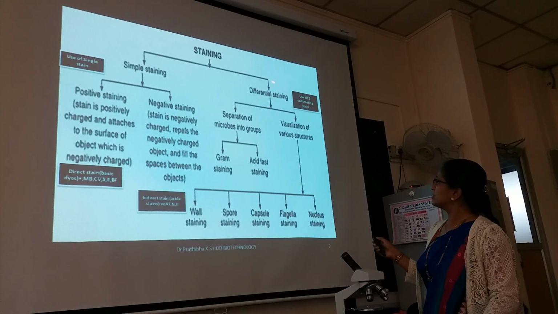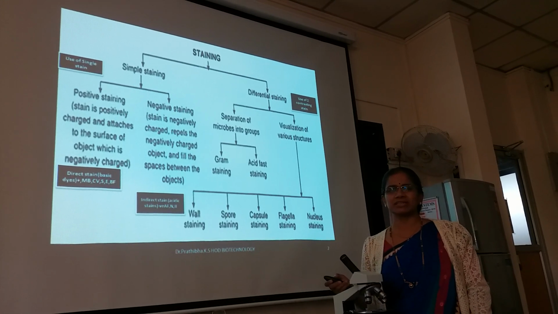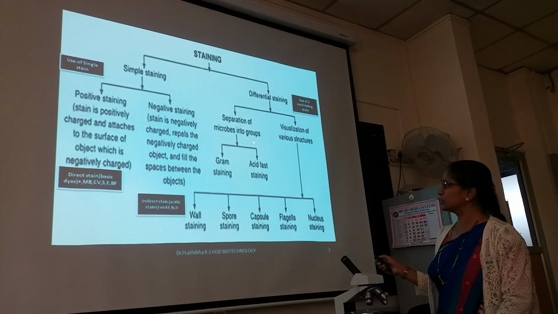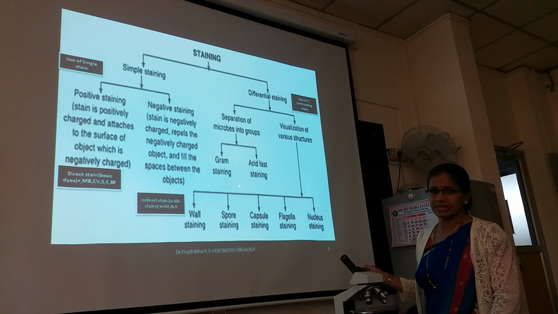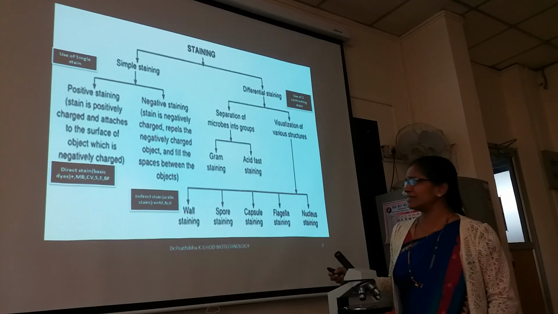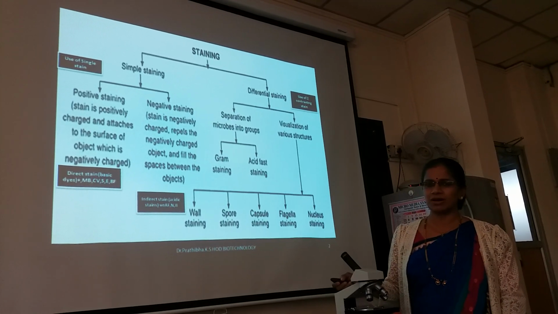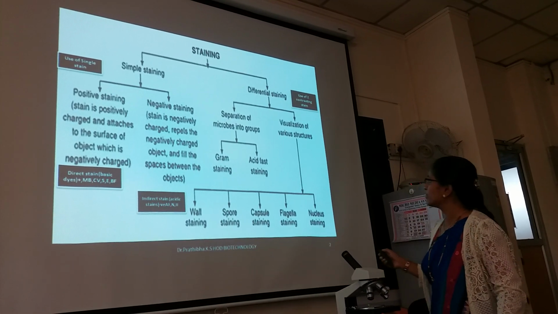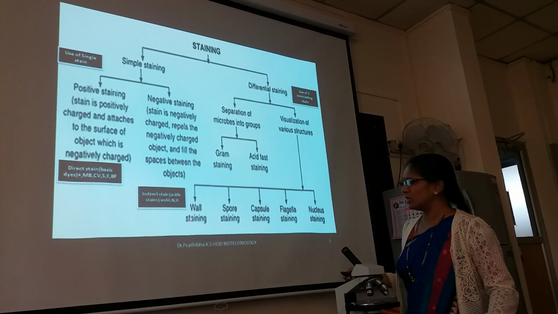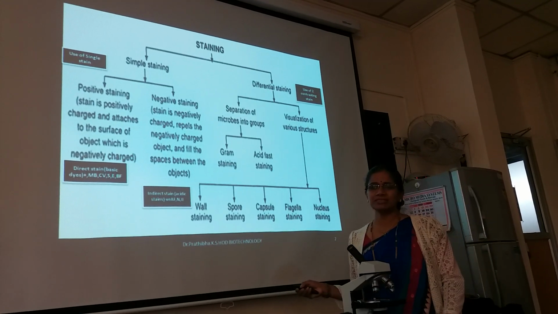Now we will go through differential staining. As the name suggests, in differential staining we are going to differentiate the different groups of bacteria, separating microbes into groups like gram staining and acid fast staining. In gram staining, we have two types of bacteria, gram positive bacteria and gram negative bacteria. In acid fast staining, acid fast bacteria and non-acid fast bacteria. For the visualization of structures, we have cell wall staining, endospore staining, capsule staining, flagella staining, and nucleus staining.